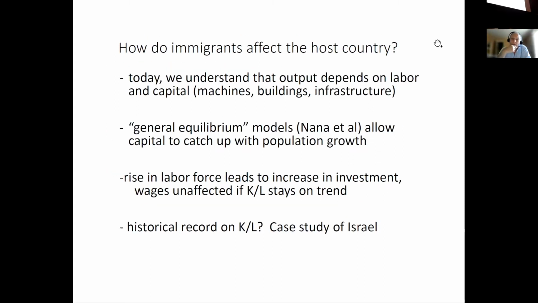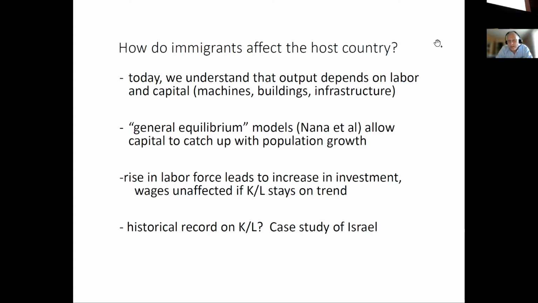So we understand now, which Malthus did not, that the key thing in understanding the effects of an increase in population, whether it's driven by the Black Death or driven by immigration, is whether we can get capital to keep up with the supply of labor. And in the kind of general equilibrium models that a lot of economists use, including Nana et al., who have done a couple of GE type models of the New Zealand economy, the key thing that they're building into those models is the assumption that capital can catch up with population growth.